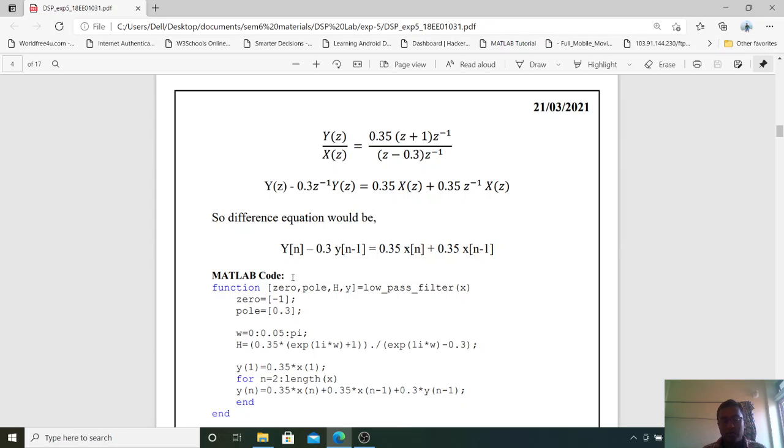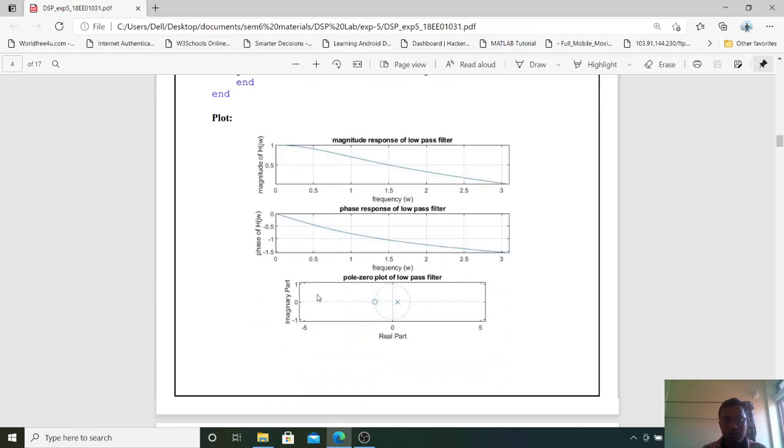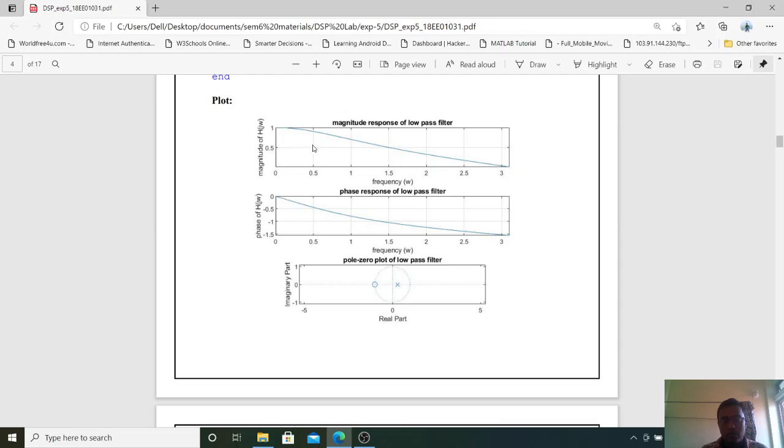So this is our final difference equation of the low pass filter, and this is my MATLAB code which I used to plot everything. This is the magnitude response, this is the phase response, and this is the pole zero plot. We can see that 1 pole and 1 zero are there for the low pass filter. We can also observe that it is passing the lower frequencies and attenuating all higher frequency components.